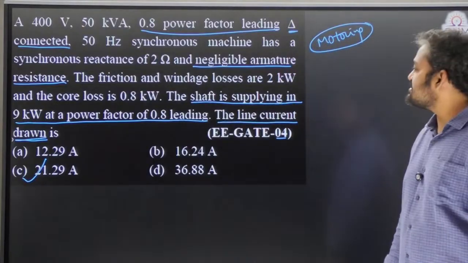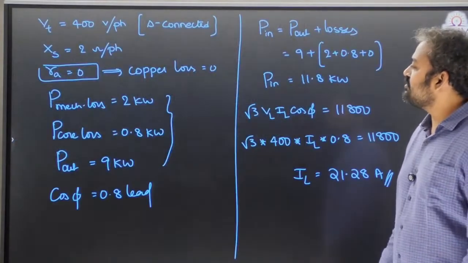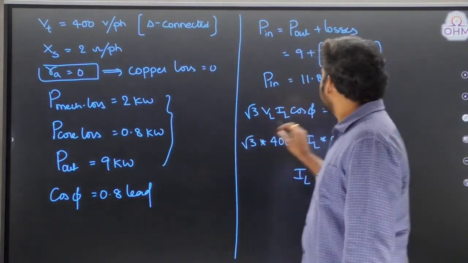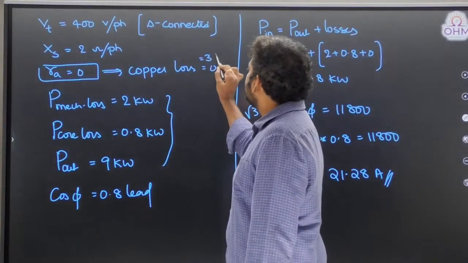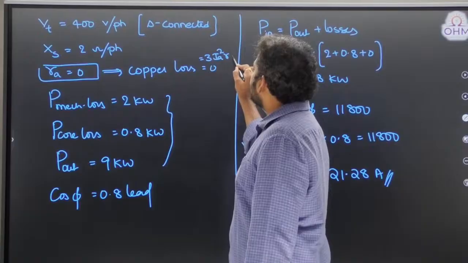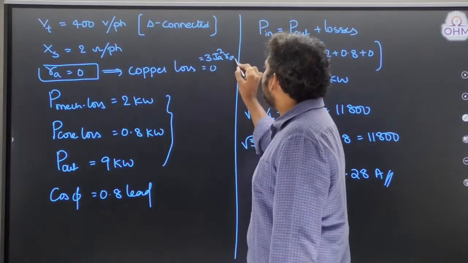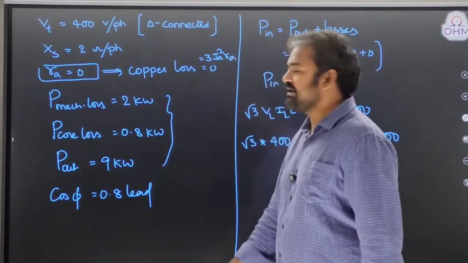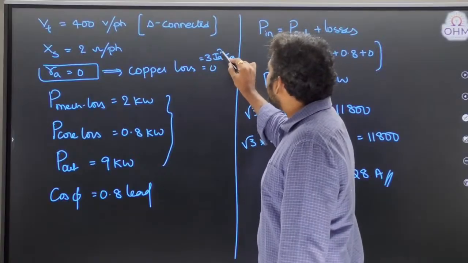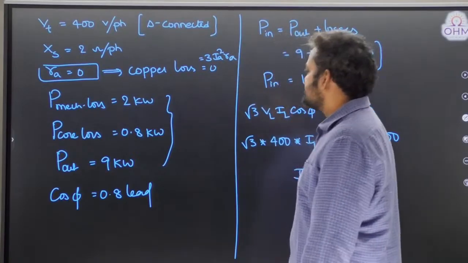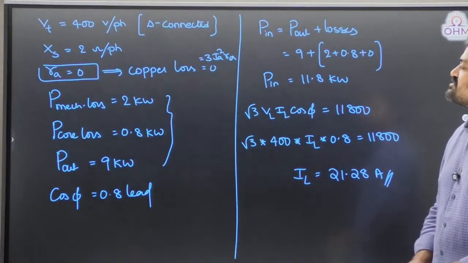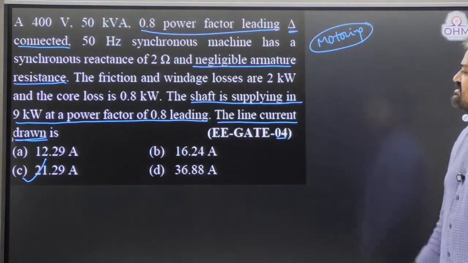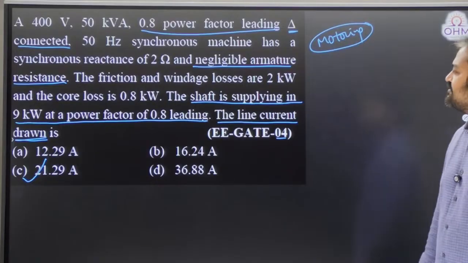Suppose if armature resistance is given, then you have to add copper loss also. How can you write the formula for copper loss? Yes, you have to write it as 3 Ia square Ra. Why am I multiplying with 3? Because to get 3-phase copper loss, right? And then Ia is per phase current, Ra is armature resistance. That will become copper loss in the armature winding. But here the copper loss was neglected. Okay, it was a 2 marks question, very easy question.